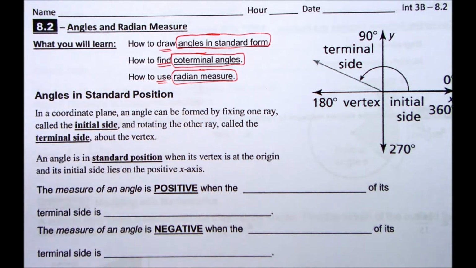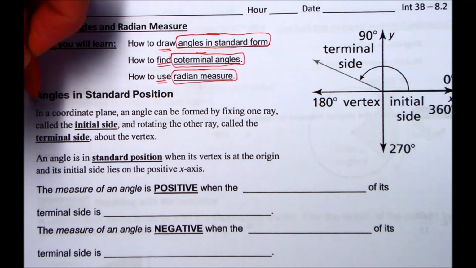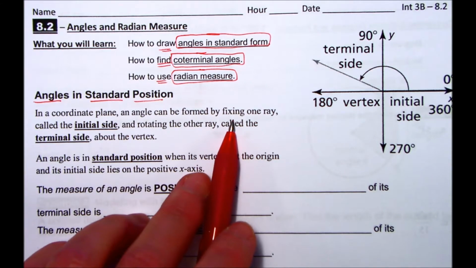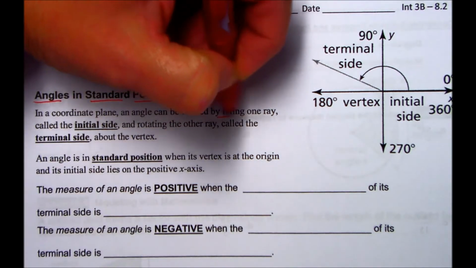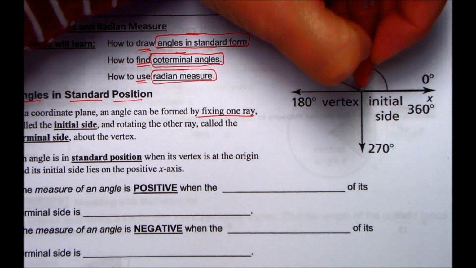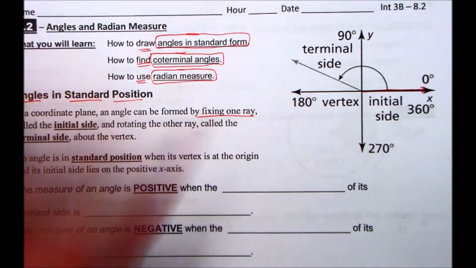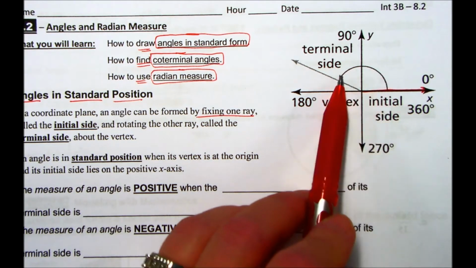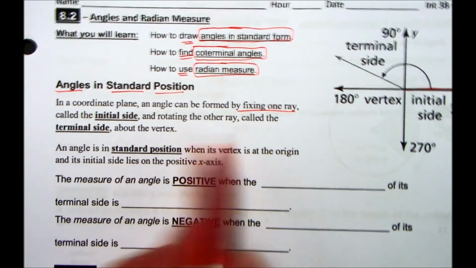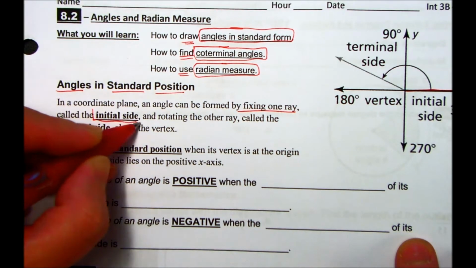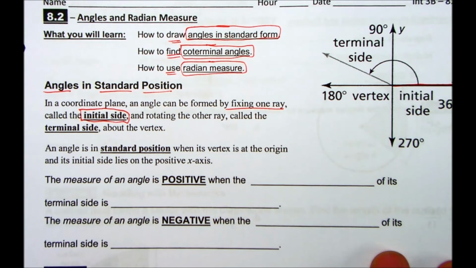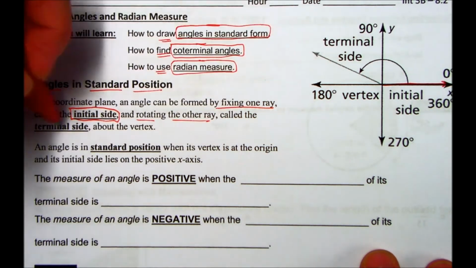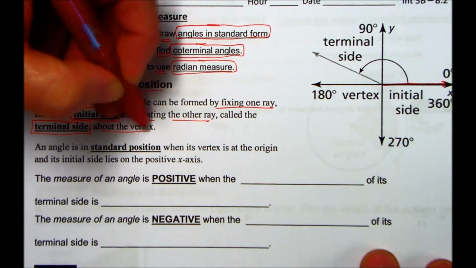The angles in standard position. So this is actually showing an angle in standard position. In a coordinate plane, an angle can be formed by fixing one ray. The one ray that we're fixing is this side here, and we're calling it the initial side. That one's going to stay put, and then you're going to rotate the other side. So the initial side is the fixed ray, and then rotating the other ray, called the terminal side, about the vertex.